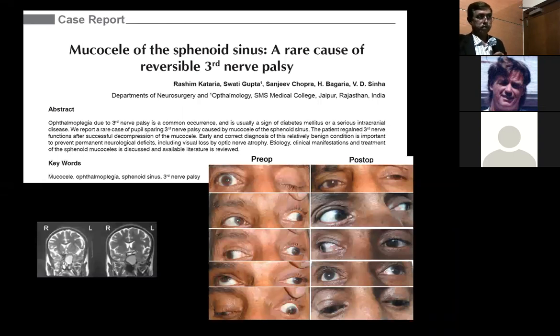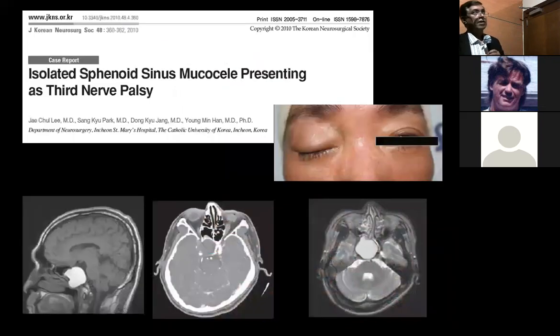This is before surgery, this is after surgery. But this is a paper, not of ours. We will discuss it when we come to our case. Isolated sphenoid sinus mucocele presenting as third nerve palsy. I would think of this. I want you to criticize yourself and say, do you really think of sphenoid sinus causing this?